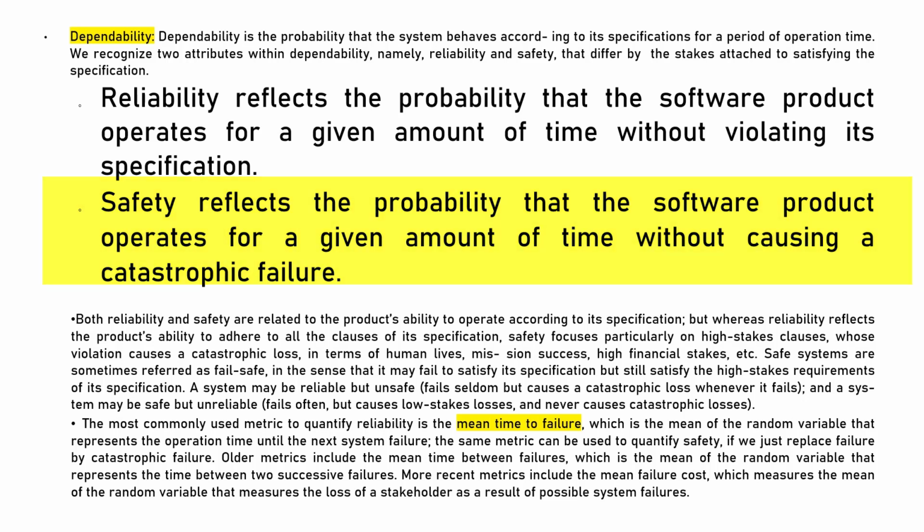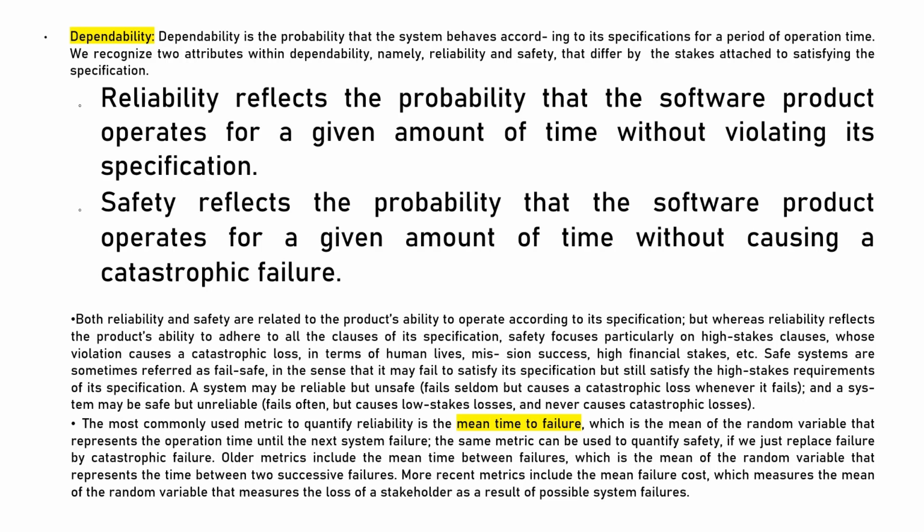Both reliability and safety are related to the product's ability to operate according to its specification, but whereas reliability reflects the product's ability to adhere to all the clauses of its specification, safety focuses particularly on high-stakes clauses, whose violation causes a catastrophic loss, in terms of human lives, niche science success, high financial stakes, etc.